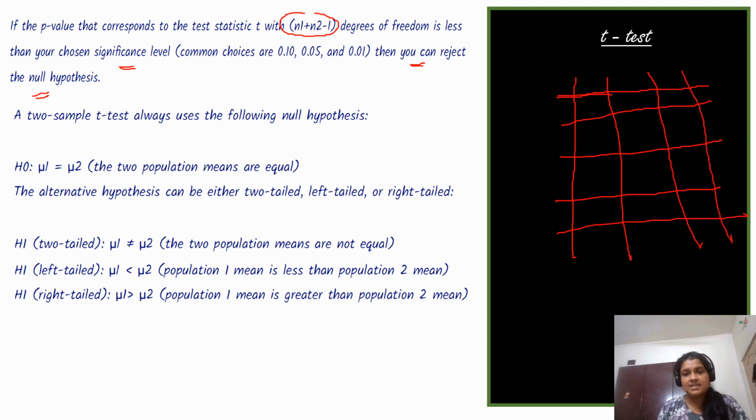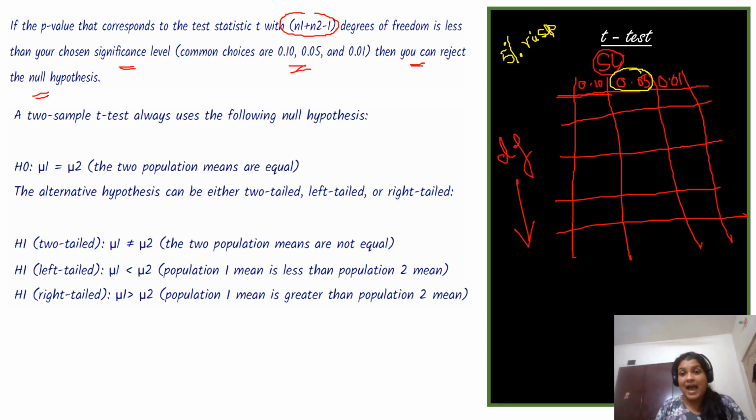So this side it will be degrees of freedom. This side it will be significance level. What are the common significance levels? 0.10, 0.05 and 0.01. So these are the few significance levels. So we are going to choose here significance level 0.05.